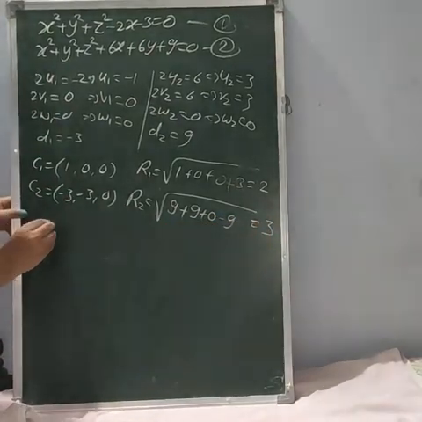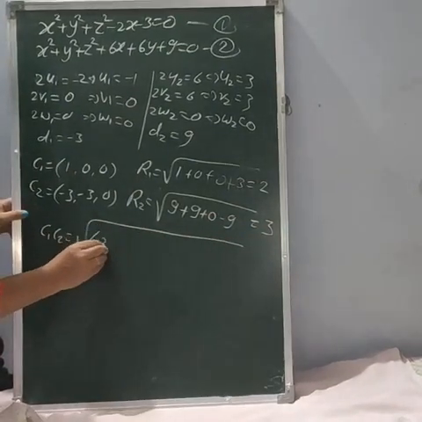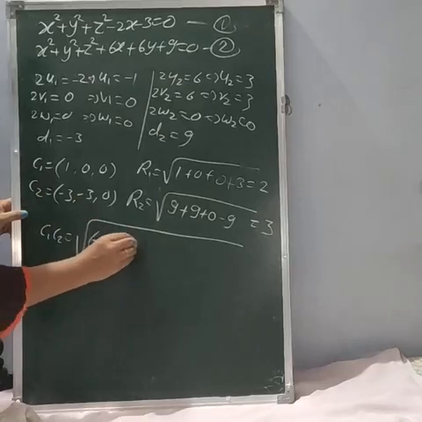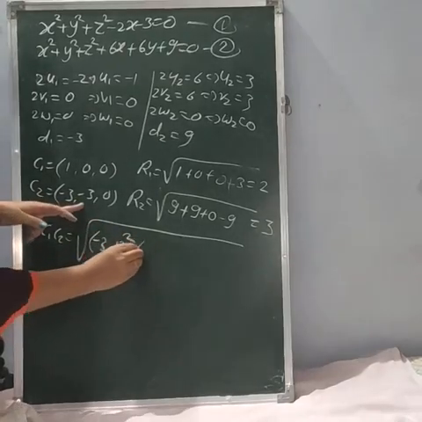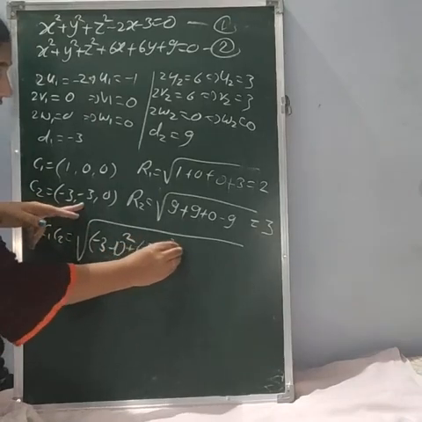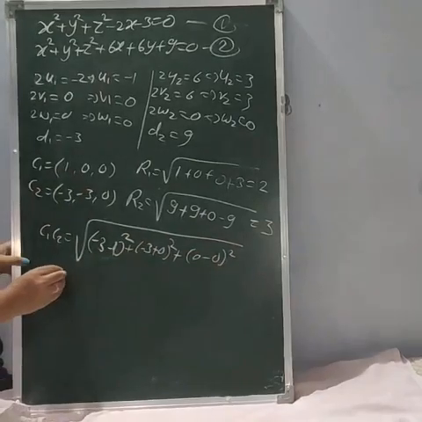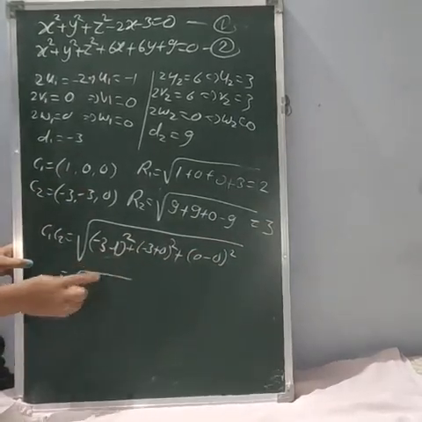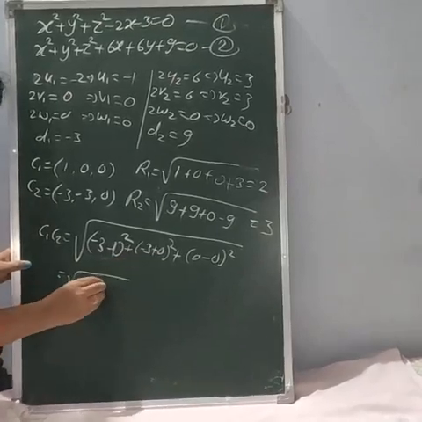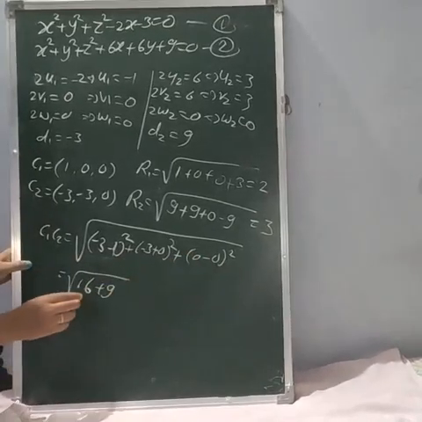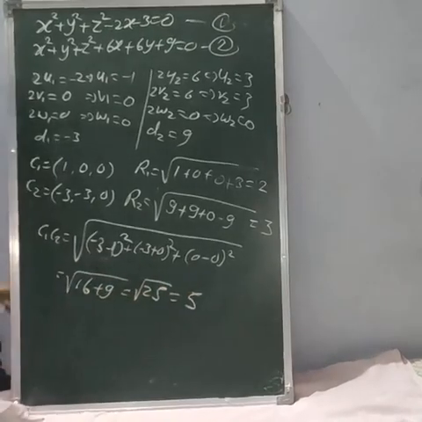Okay. Now find the distance between C1 and C2. That is given by square root of minus 3 minus 1 whole square, using the distance formula, I have explained this many times. Next, minus 3 plus 0 whole square. Next, 0 minus 0 whole square. Minus 3 minus 1 is minus 4. Minus 4 whole square you will get 16. Minus 3 plus 0 is minus 3. Minus 3 whole square is 9. And 0, this term vanishes. What is root 16 plus 9? It is root 25, and root 25 is nothing but 5.